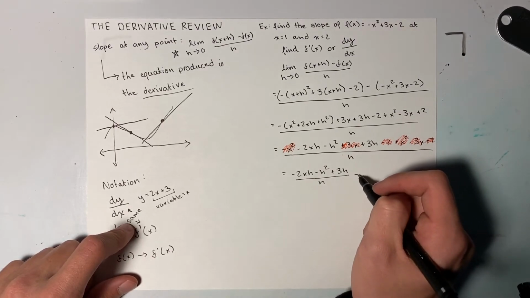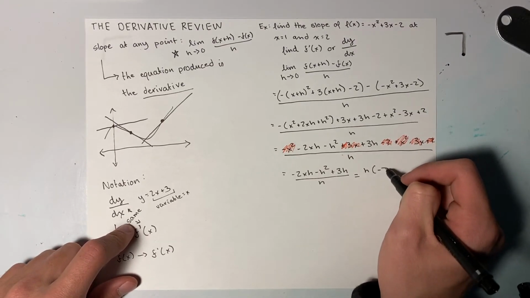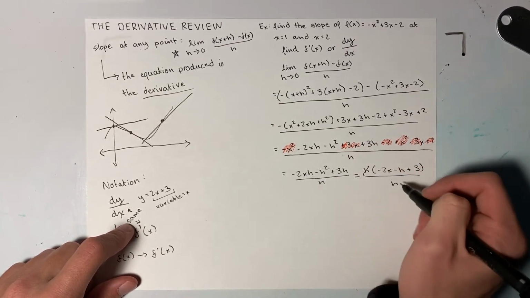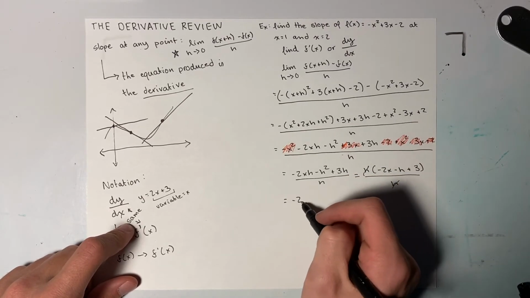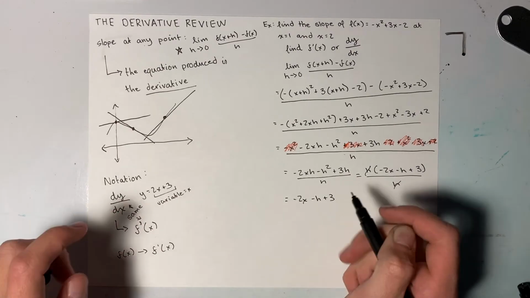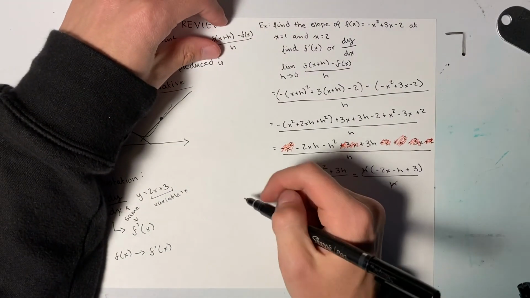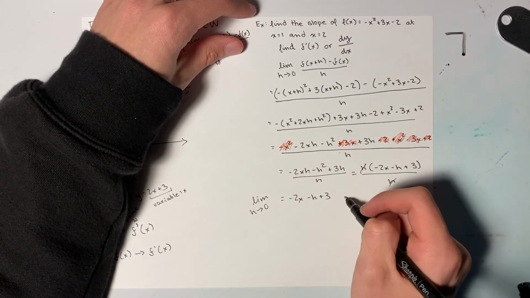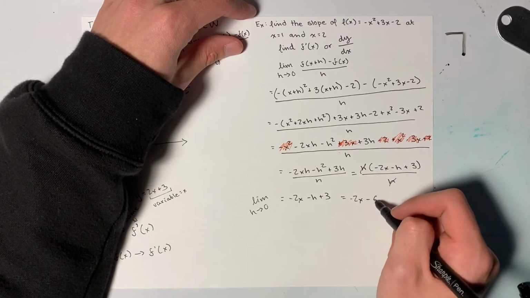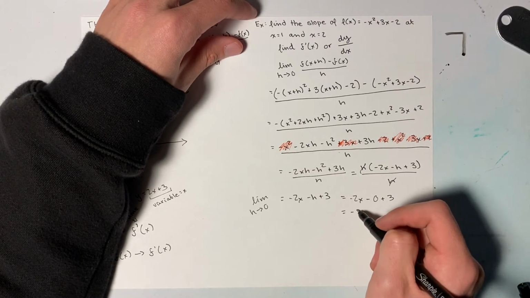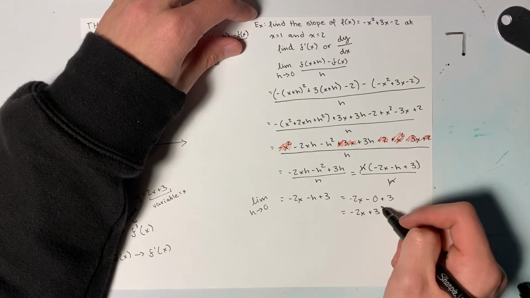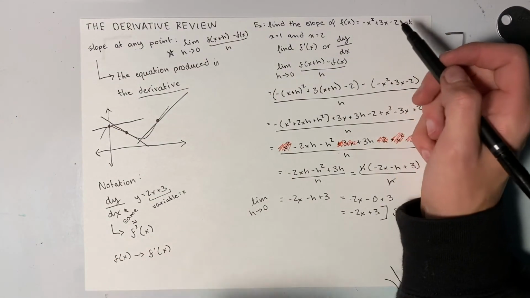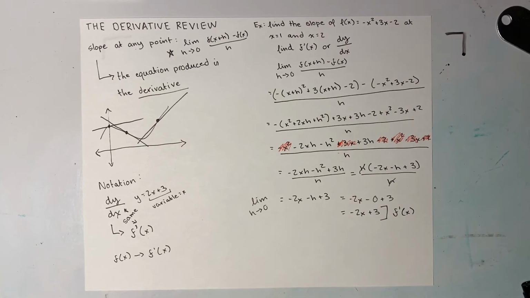And then we can pull out an h, so this is equal to h times (negative 2x minus h plus 3) divided by h. These two h's cancel, so we're left with negative 2x minus h plus 3. And as you remember, we're doing the limit as h approaches 0, so you can just plug in a 0 for h, and we're left with negative 2x minus 0 plus 3, which is just negative 2x plus 3. And there we go. Here's our f prime of x, or the derivative of negative x squared plus 3x minus 2. But we're not quite done yet.